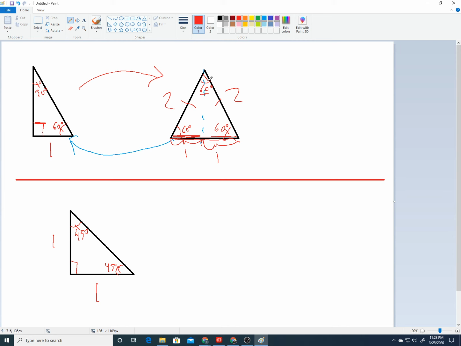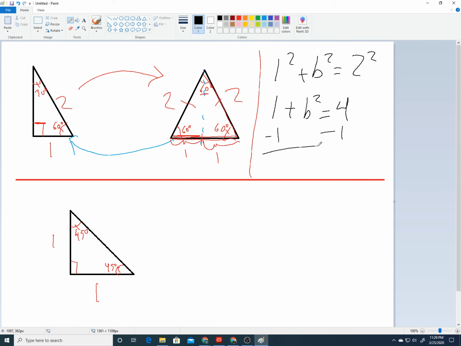Now that I know that this diagonal here is 2, I can take that and put it back on the original triangle. And once I know 2 sides on any right triangle, I can finish it out by using the Pythagorean theorem. So I'll do that right over here. I know that I have 1 squared plus this thing I don't know squared equals 2 squared. So that's the same thing as 1 plus b squared equals 4. Subtract 1, b squared equals 3. Take the square root of 3, and I get that my final side is the square root of 3.